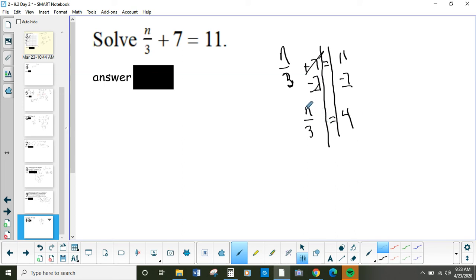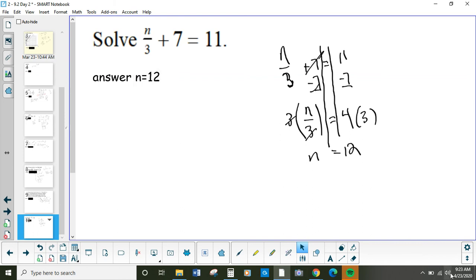Now, what do I do when the variable's on top? Well, this is a division problem. Fractions are division problems. So the opposite of divide by 3 is to multiply by 3. So I multiply by 3. That crosses out my 1s. And I get my answer of 12.